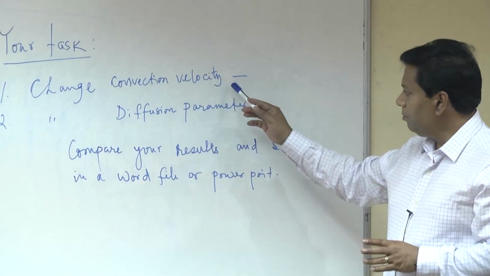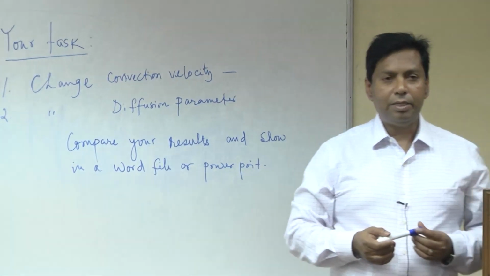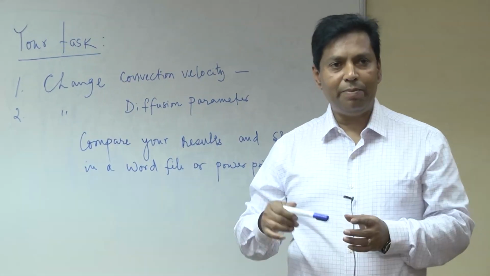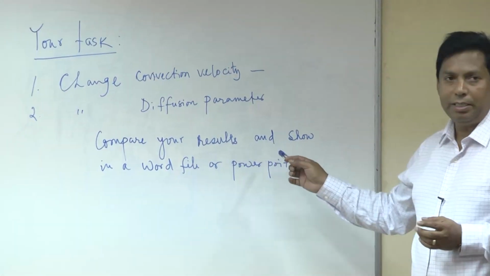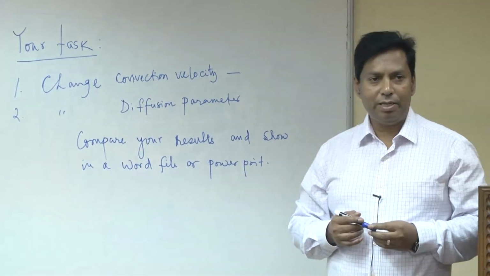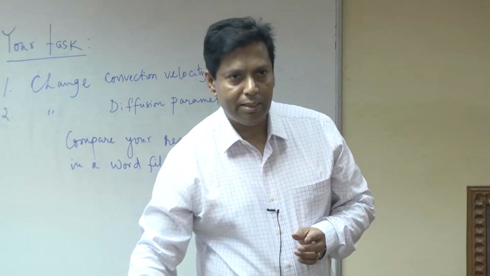That is one. And another one is to change the diffusion parameter. The diffusion parameter I put is 0.01. Change this parameter and observe the results. And also compare your results in a Word file or in a PowerPoint and show the difference. Once you can do that, fantastic.